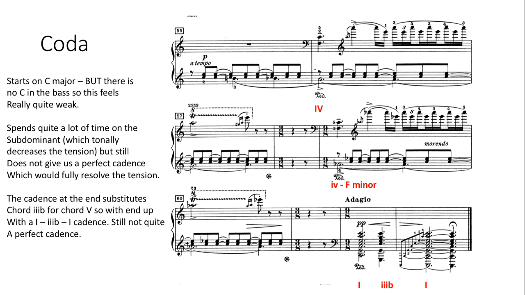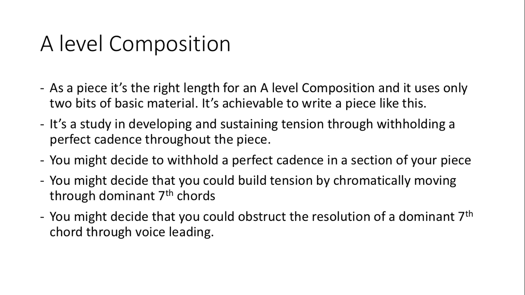Okay, so there's a quick analysis of the Grieg Nocturne. So why is this useful within an A-level composition lesson? First of all, the piece is about 3 minutes or thereabouts long, so it's the right length for an A-level composition, and it uses 2 bits of basic material. So it is achievable to write a piece like this.